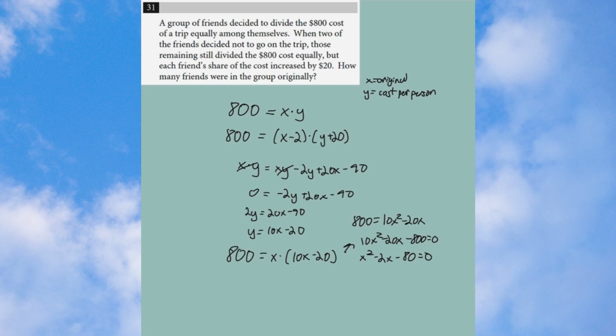There are a lot of factors of 80 that we can look at, but we know that it's going to be a negative number times a positive number, because we have a negative 2 here and a negative c. We know it's going to have a difference of 2 between those two factors. And the only two that have that are 10 and 8. Since we can have 10 as the bigger, we'll have x minus 10 and x plus 8. It matches. Negative 10 plus 8 will be negative 2, and negative 10 times 8 will be negative 80. So x is equal to 10, negative 8. However, we don't have negative 8 people, so the answer must be 10. There are 10 original people.